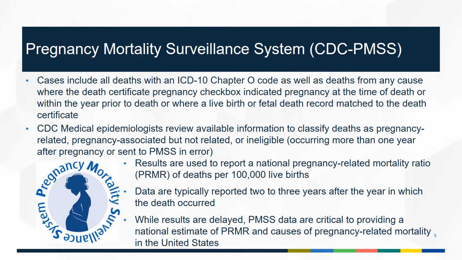Data are typically reported 2 to 3 years after the calendar year in which the death occurred. Currently, the most recent year reported is 2017. However, 2018 reviews are in process, but may be further delayed due to the COVID response. It is important to remember that PMSS produces the only national pregnancy-related mortality ratio. PMSS also reports these ratios by race and ethnicity, as well as the proportion of deaths due to specific causes.